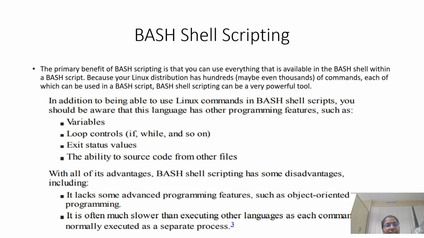The next thing will be bash shell scripting. The primary benefit of bash scripting is that you can use everything that is available in the bash shell within a bash script. Because your Linux distribution has hundreds of commands, each of which can be used in a bash script, bash shell scripting can be a very powerful tool. Like other programming languages, you can use variables, loop controls, exit status, and the ability to source code from other files. What is the disadvantage? It lacks some advanced programming features such as object-oriented programming, and it is slower than executing other languages.